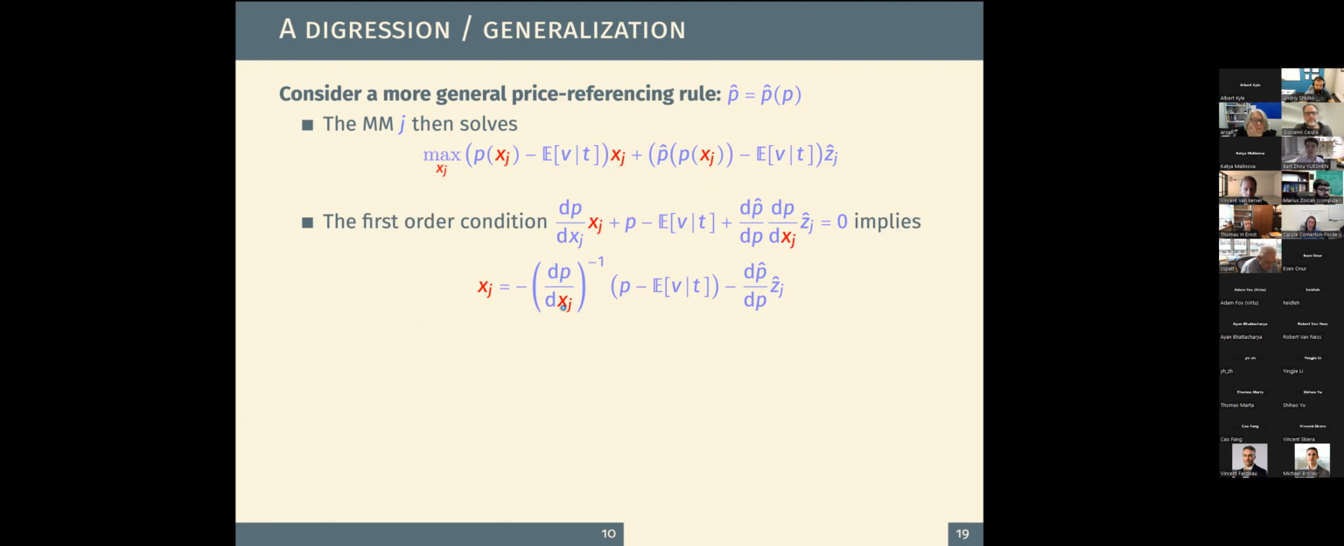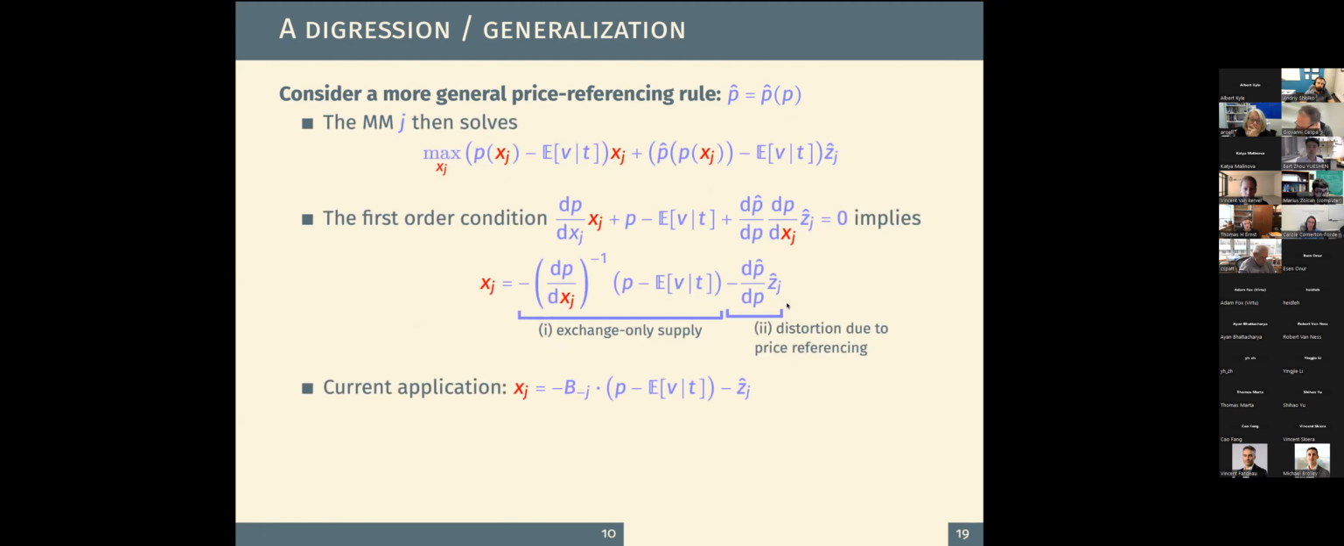Right? There are two components here. One is the on-exchange-only supply, and there is a distortion coming from the exposure off exchange, Z_j hat. To compare, earlier in the previous slide, under the specific price referencing rule, essentially we have dp hat over dp equal to 1. That's why we have this specific component here.